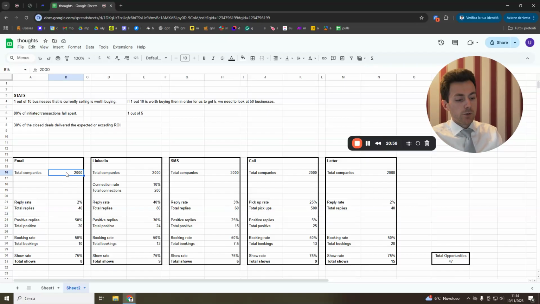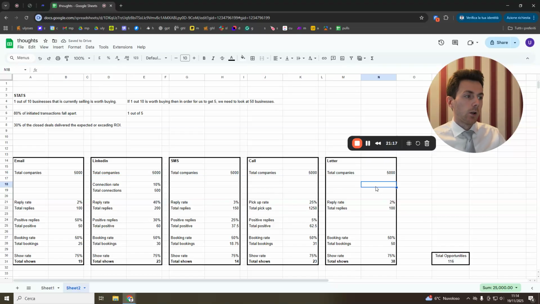I mean, if we say that you have 5,000 businesses and we keep doing the same math, you can see that numbers compound quite fast. So the amount of opportunities that you can get through the door goes up as you increase the target market that you have. So with 5,000 businesses, you might be looking at 116 opportunities overall. Again, adjustments need to be made to the model, but this is just an example.